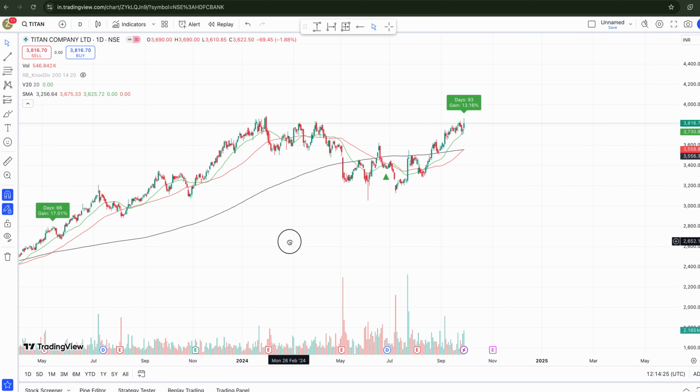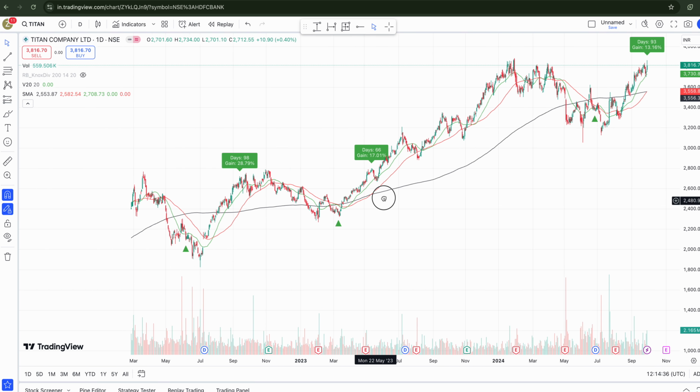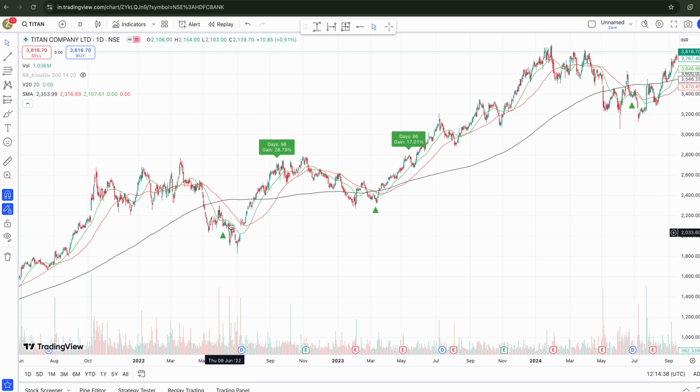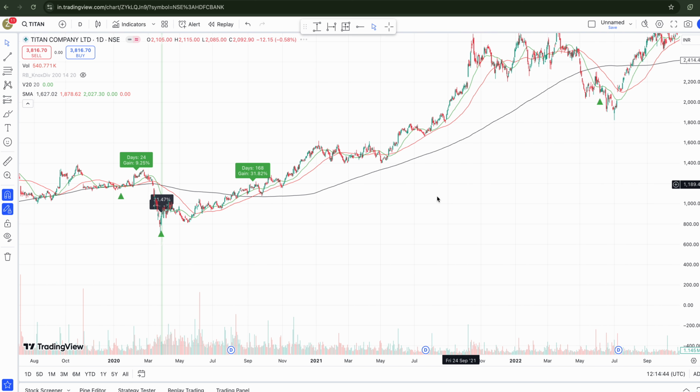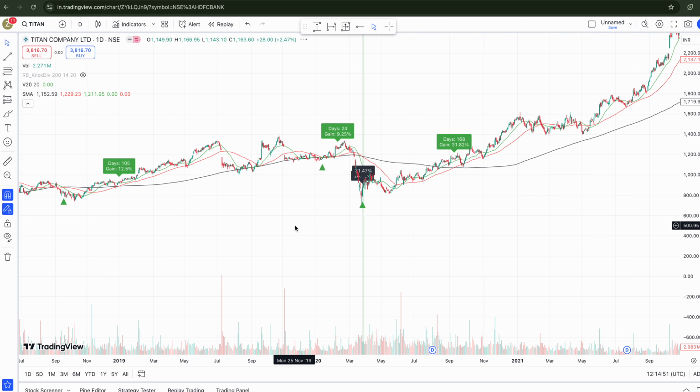And if you see here in Titan, today it also gave a sell signal, and in 3 days it gave 13.16%. So if we keep going back, we will find here it gave, in 98 days it gave 28%, and here in 168 days it gave 31%. Yeah, so we can backtest this strategy according to this.